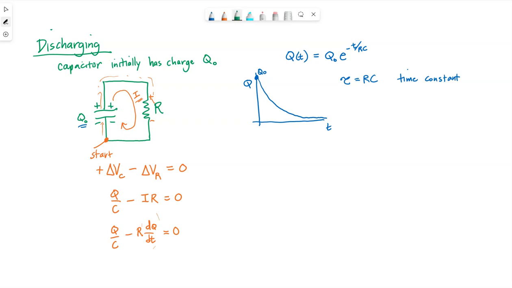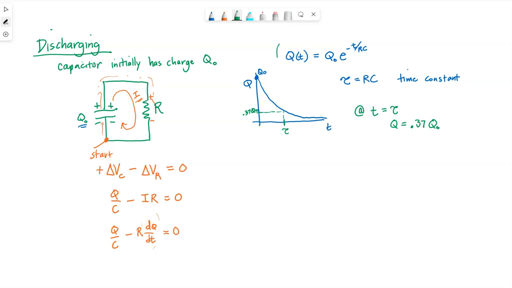In this case, though, if we plug in t equal to tau, we get the charge at that time is 0.37 of that initial charge. So it's essentially just saying after one time constant has passed, we still have 37% of that initial charge left. So again, the time constant is essentially giving us an idea of, it's not completely discharged, but how fast discharging could potentially be.